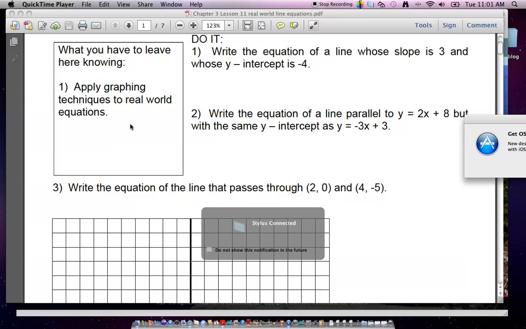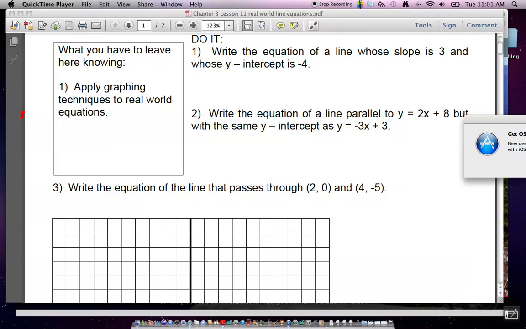Very good. y = mx + b. What does m stand for? Slope. Good. What's b stand for? Y-intercept. Very nice.